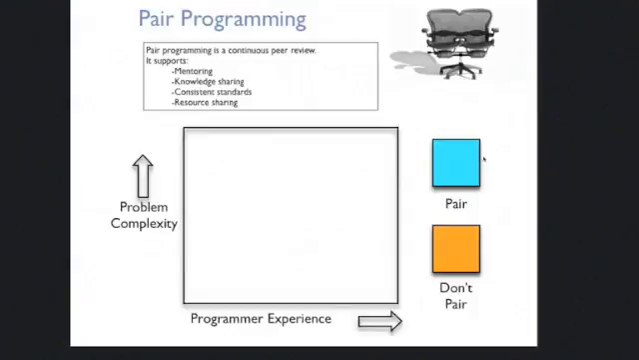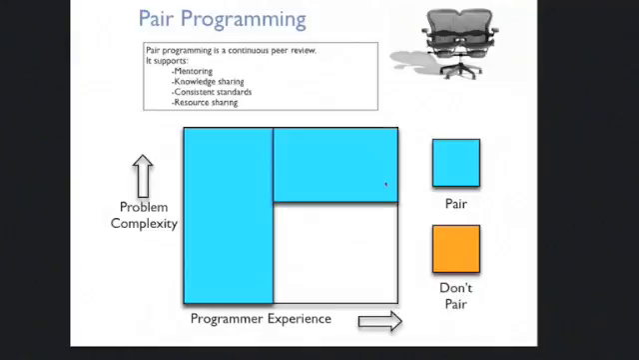But we'd only pair under certain circumstances, and your mileage may vary. We'd decide whether to pair based on the problem complexity and the experience of the programmers working on a piece of code. So if you had an entry-level programmer, we'd always pair them up with somebody else. Again, it's the mentoring, the knowledge sharing. It brings them up to speed 2 to 3 times faster.